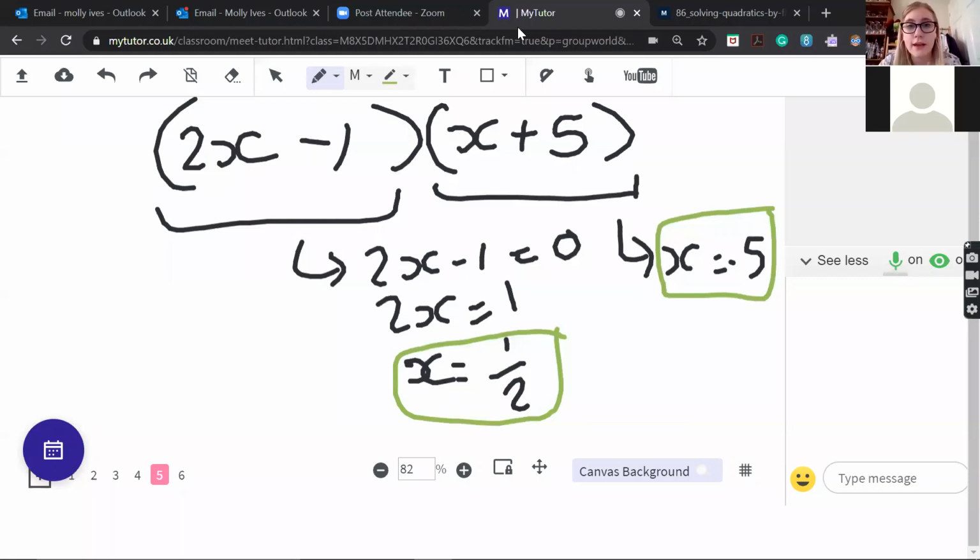So hopefully that makes sense. Someone said, will these lessons be on every day? I don't know. That's a question that Frederica can answer maybe at the end.